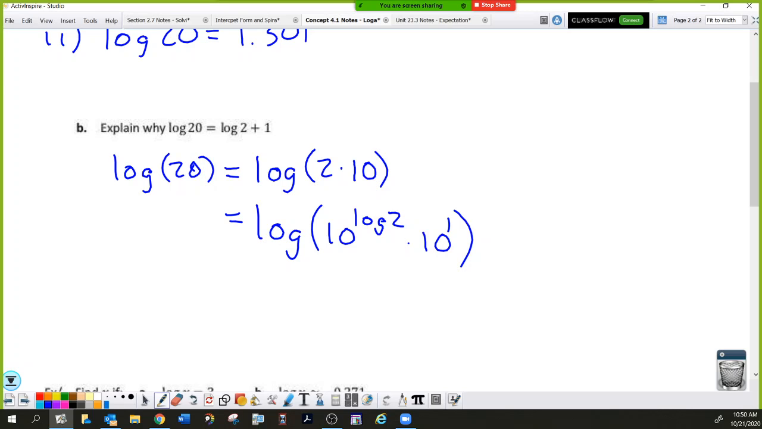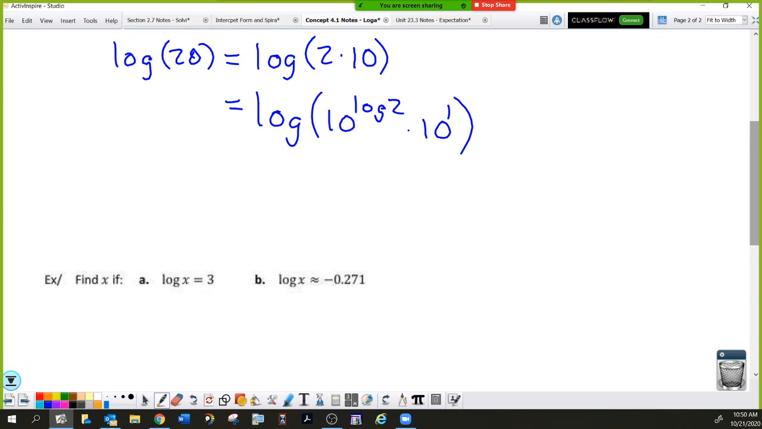And when you multiply two numbers with the same base, what do you do with the exponents? Come on, guys. When you multiply two numbers with the same base, what do you do with the exponents? You add them. So this says log of 10 raised to the log of 2 plus 1. And now log base 10 gets to do its job. Cancel exponential base 10.